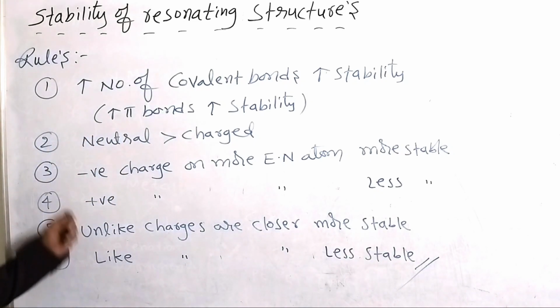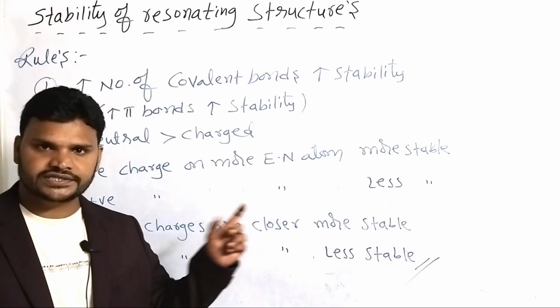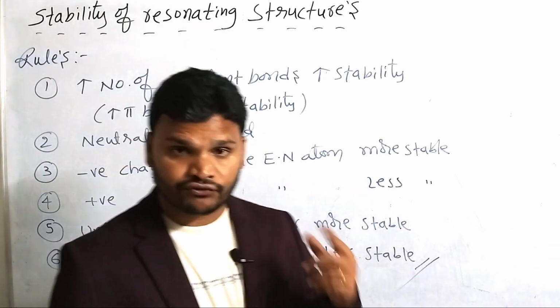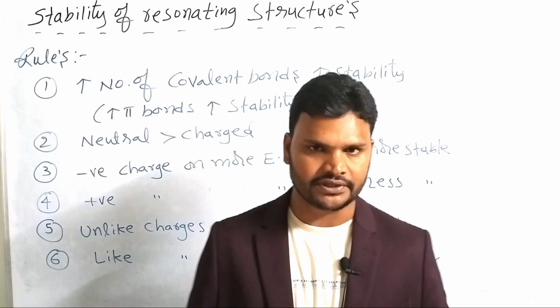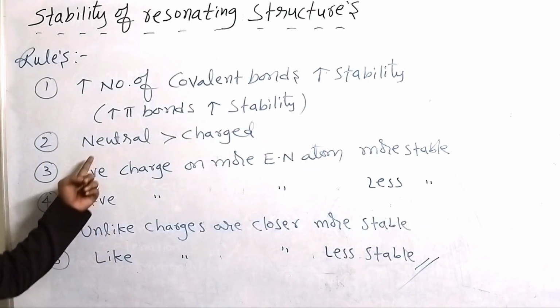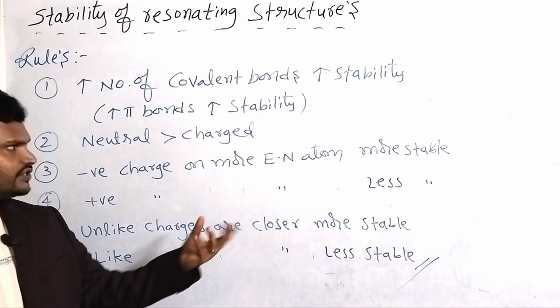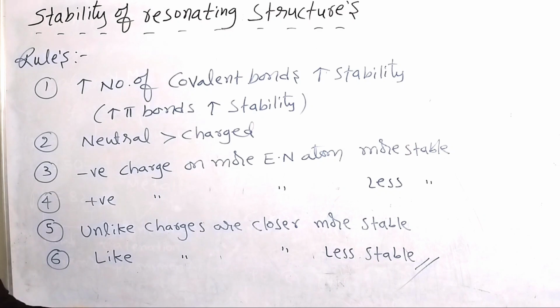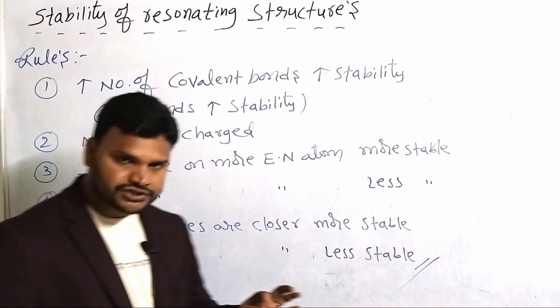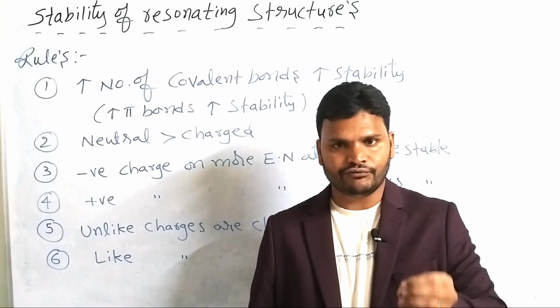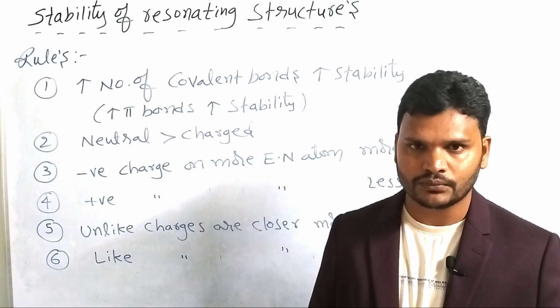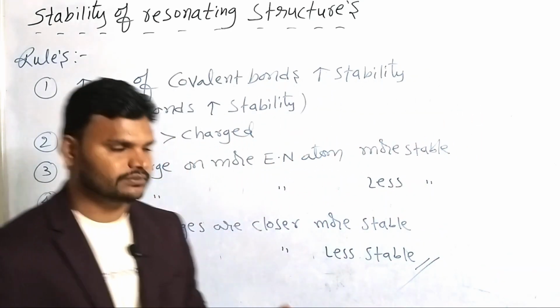Rule number 1, increase the number of covalent bonds, increase the stability, which means increase the pi bonds, increase the stability. Next, rule number 2, neutral species and charged species, which is more stable? Neutral is more stable. Next, if negative charge is present on a more electronegative atom, that is more stable. If positive charge is present on a more electronegative atom, that is less stable.